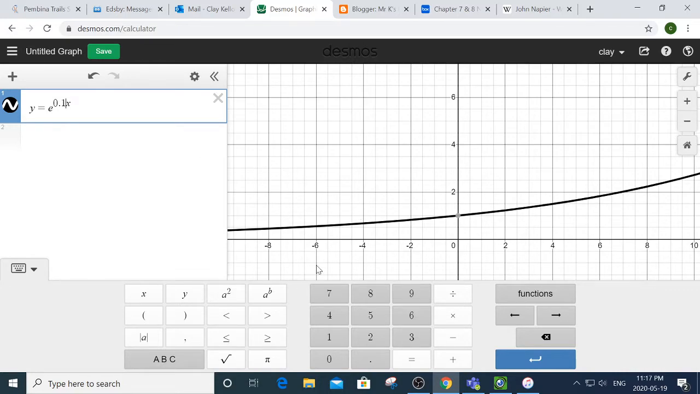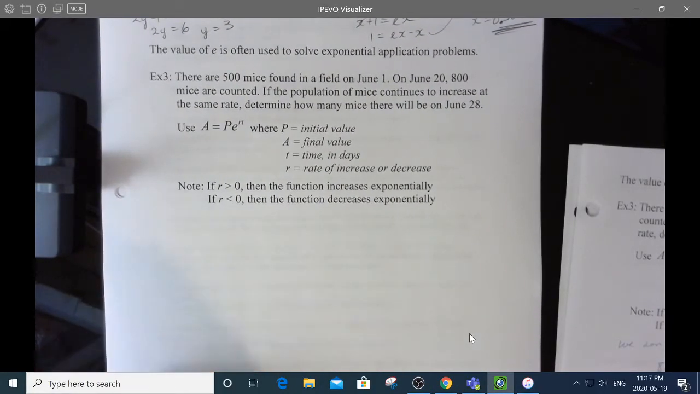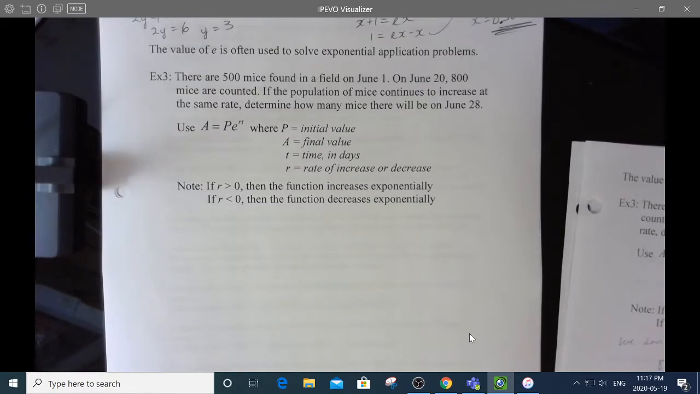So what does that have to do with population growth? Well, let's take a look at, again, an example here. Let's go to a mice problem. There are 500 mice found in a field on June the 1st. On June the 20th, 800 mice are counted. If the population of mice continues to increase at the same rate, determine how many mice there'll be on June the 28th.